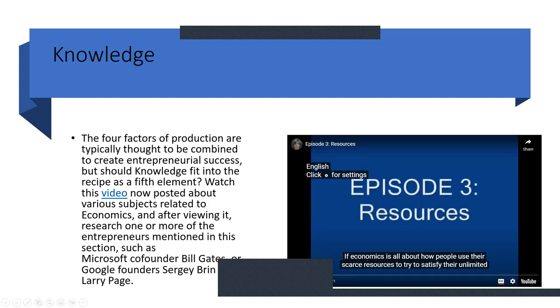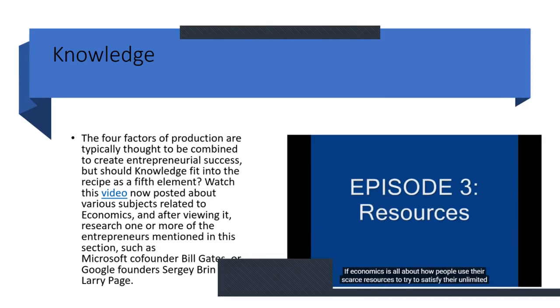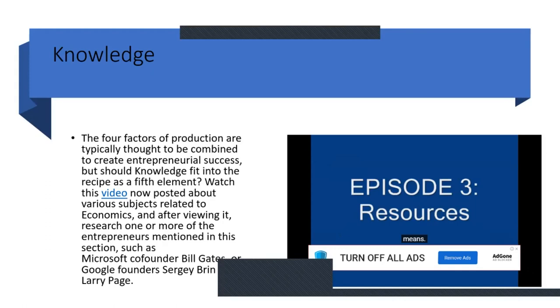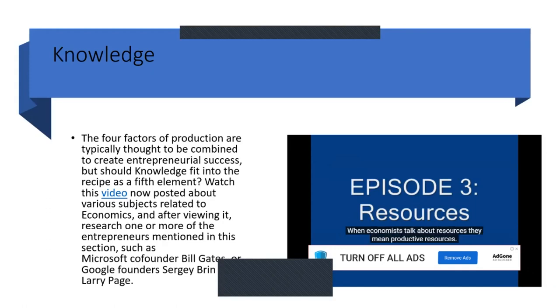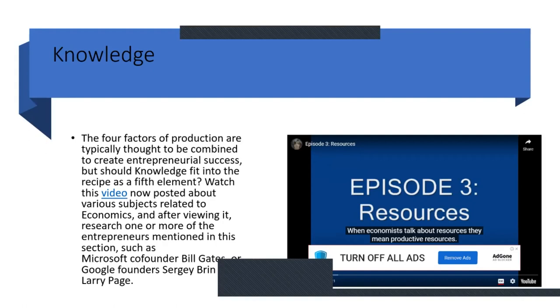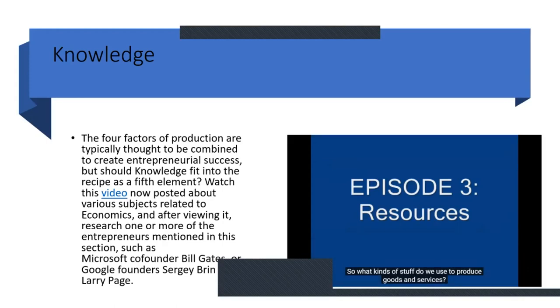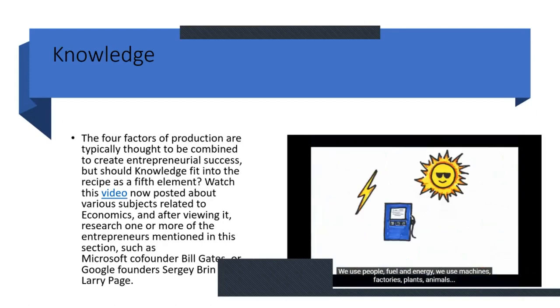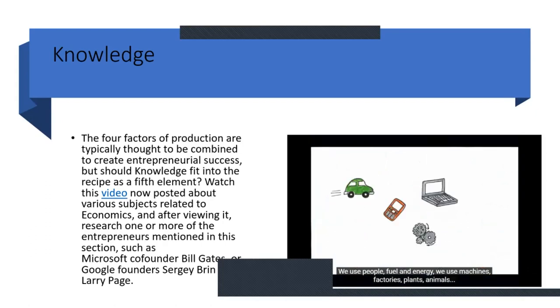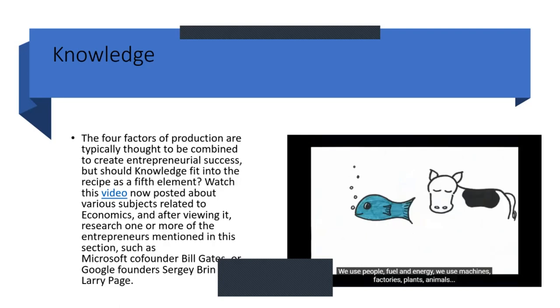If economics is all about how people use their scarce resources to try to satisfy their unlimited wants, then it might be a good idea for us to think about what the term resources actually means. When economists talk about resources, they mean productive resources. The resources actually have to be able to produce something, a product or a service. So what kinds of stuff do we use to produce goods and services? We use people, fuel and energy. We use machines, factories, plants, animals. Okay, clearly a lot of things are used in the production of goods and services.